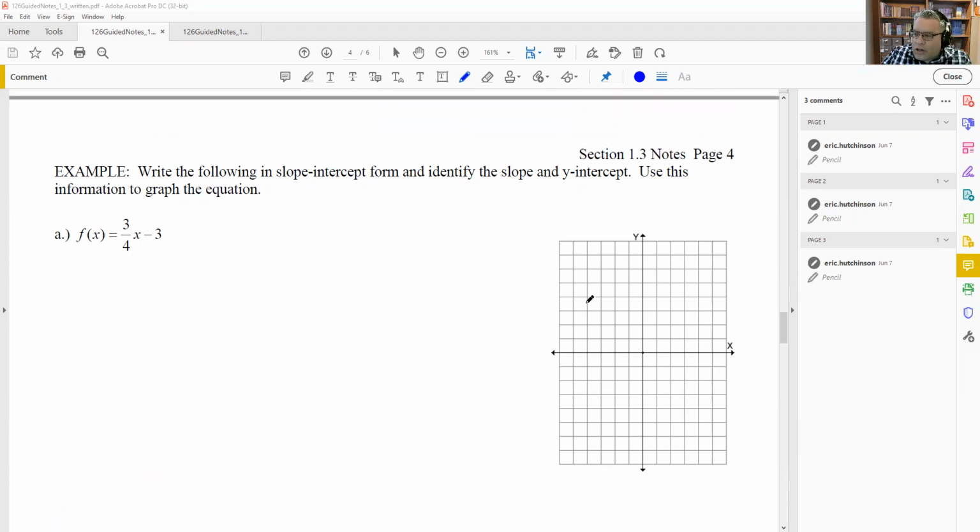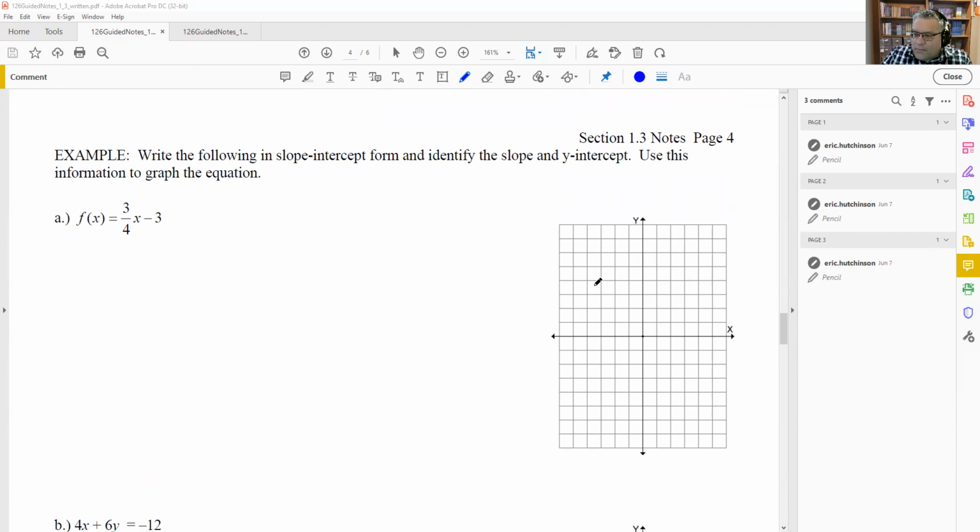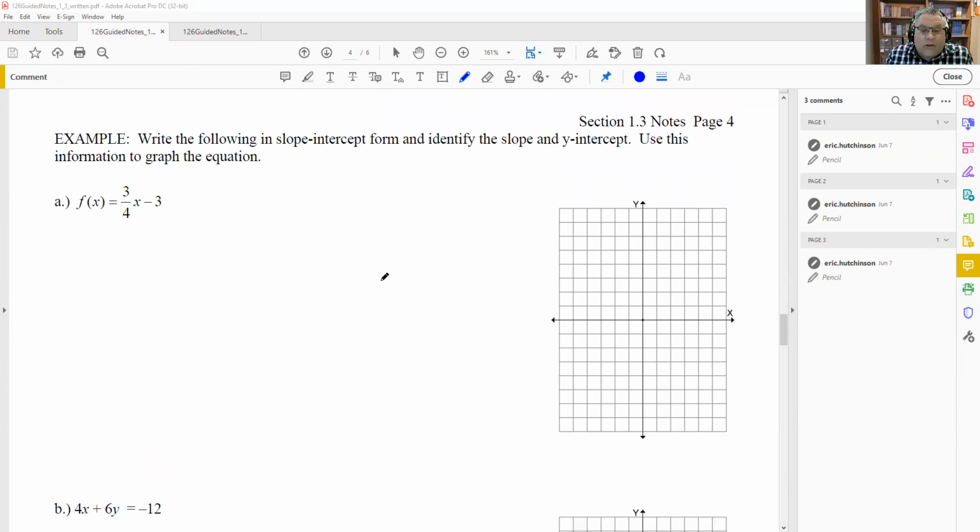We are on section 1.3, where we left off with graphing. You want to write the following in slope-intercept form and identify the slope and the y-intercept, and then use that information to graph. So far, we've graphed things like this by finding the x- and y-intercepts. This time, we're going to use the slope and the y-intercept in order to graph. It doesn't matter if you have an f of x here or a y, it's really the same thing.